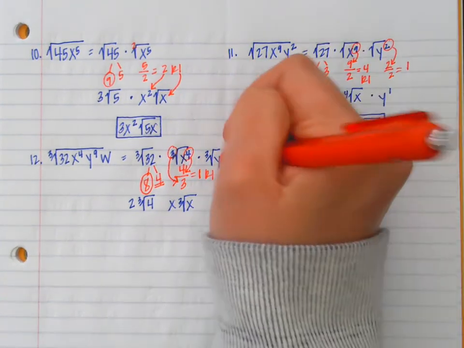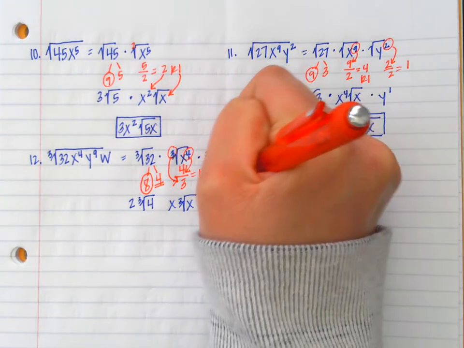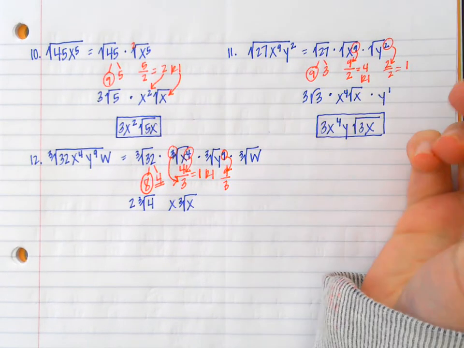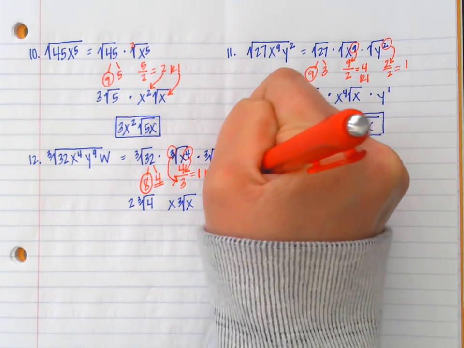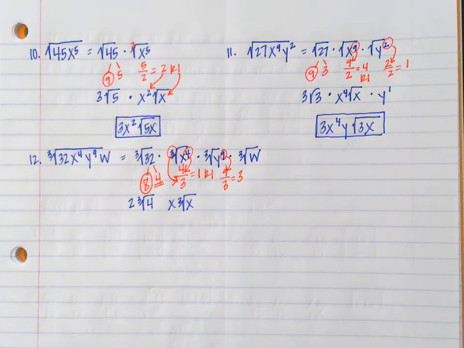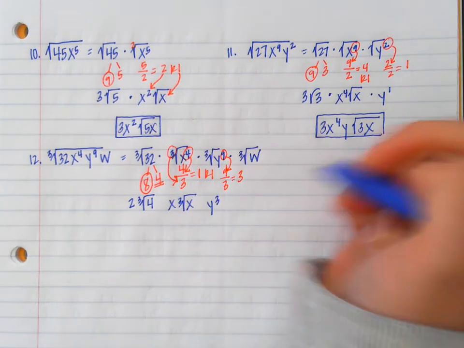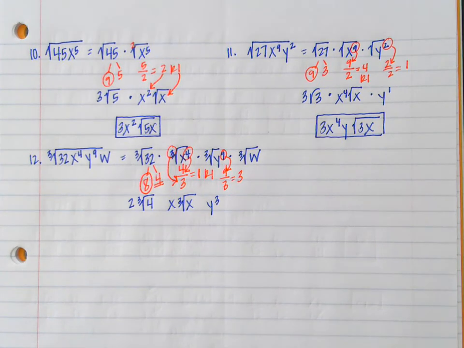Okay, then let's move to the 9. So 9, the exponent, we're going to divide by the index number, 3. 9 divided by 3 is even. It gets me 3. And so that means that y to the 3rd power comes out and nothing is left over. There wasn't any remainder.